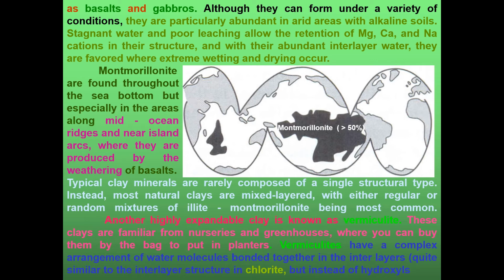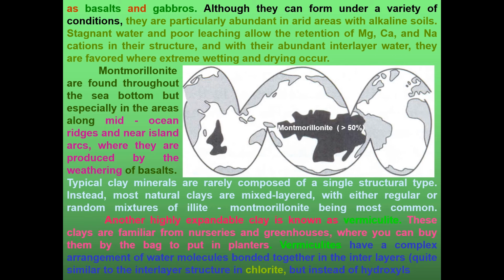Montmorillonites are found throughout the sea bottom, but especially in the areas along mid-ocean ridges and near island arcs, where they are produced by the weathering of basalts. Typical clay minerals are rarely composed of a single structural type. Instead, most natural clays are mixed layered, with either regular or random mixtures of Illite and montmorillonite being most common.